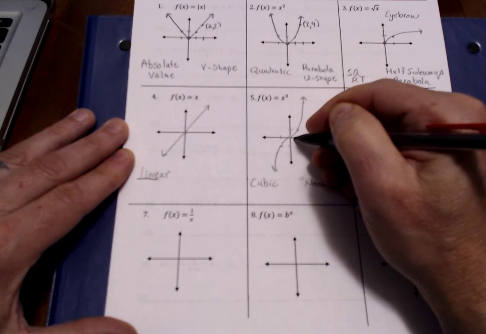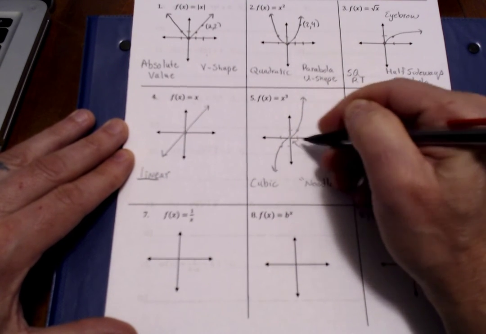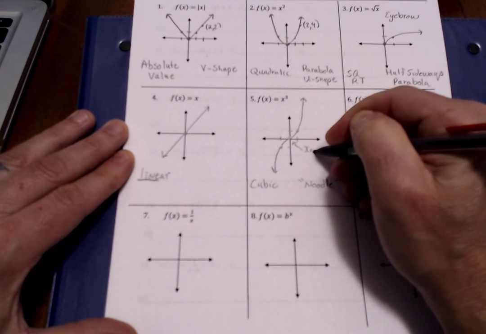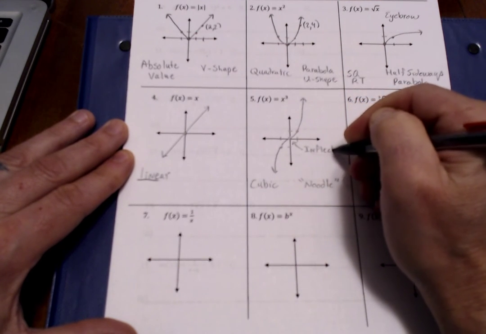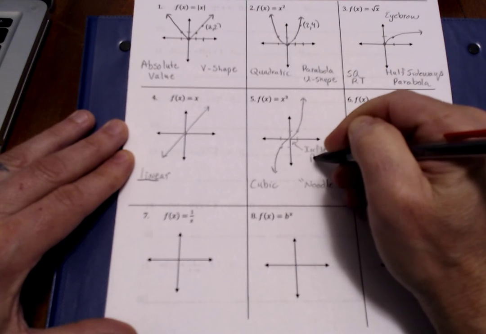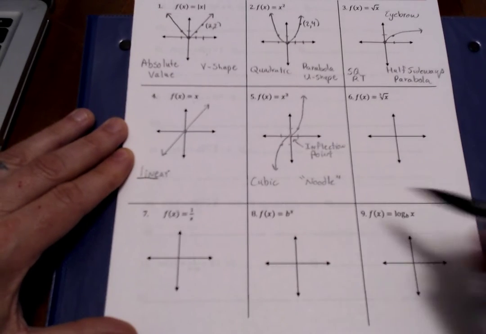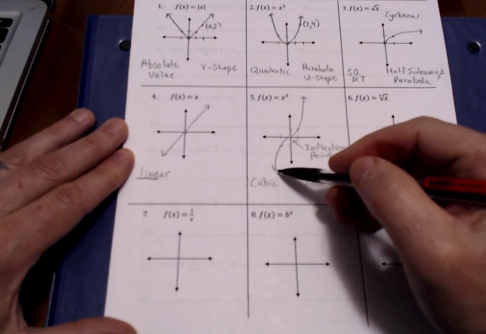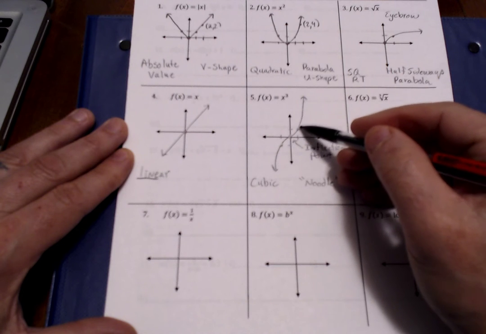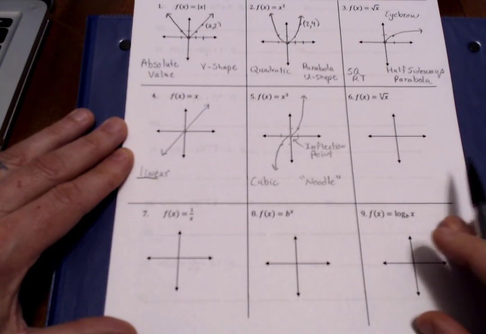Looks like this. Remember, we don't call this the vertex. This was known as the inflection point. That's because it doesn't change from decreasing to increasing. It keeps on increasing all the way, but it has this little weird behavior there.